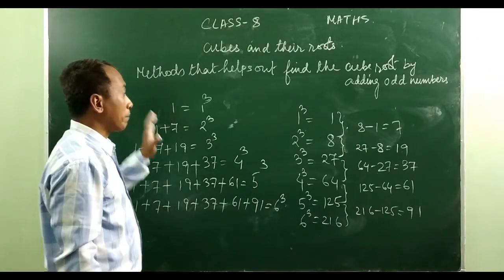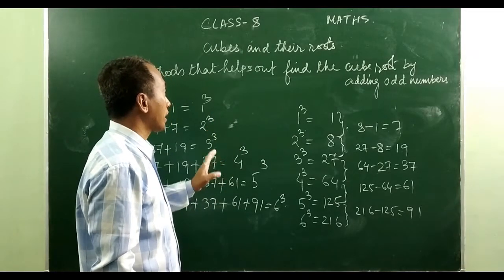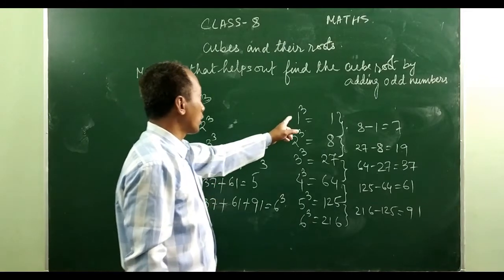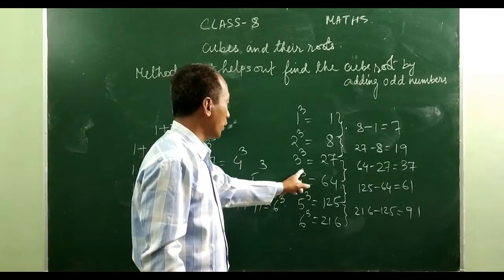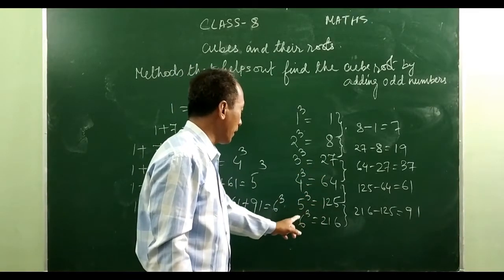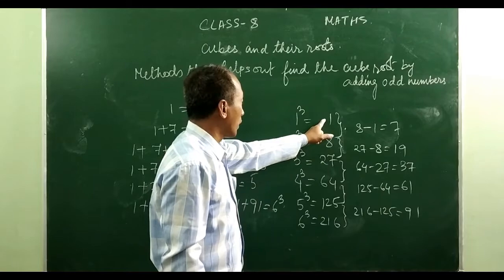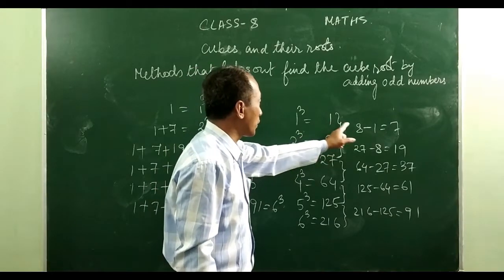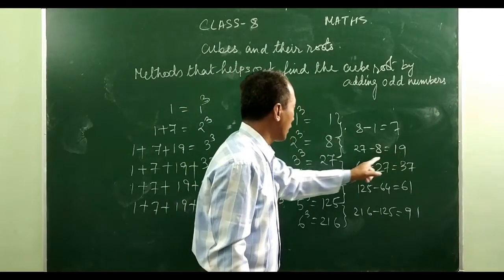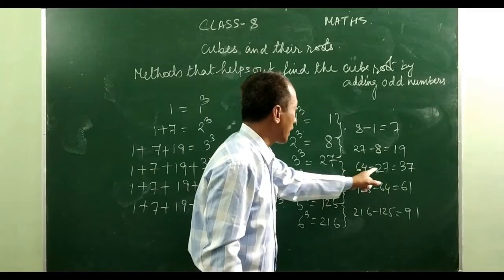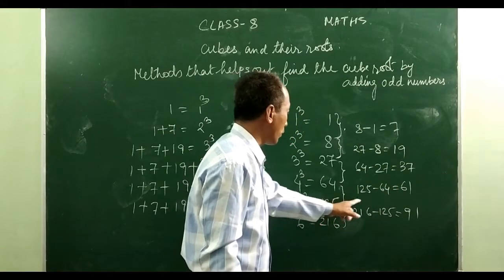Again, students, follow some patterns to find the cube roots. Before finding the cube roots, let us find some cubes of numbers. We know that 1 cube is 1, 2 cube is 8, 3 cube is 27, 4 cube is 64, 5 cube is 125, 6 cube is 216. Now if we subtract consecutive cubes: 8 minus 1 is 7, 27 minus 8 is 19, 64 minus 27 is 37, 125 minus 64 is 61, 216 minus 125 is 91.